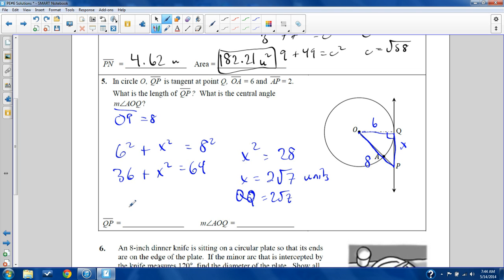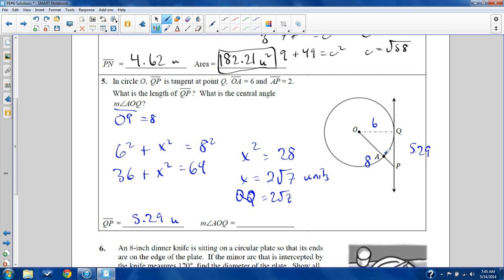So 2 root 7, multiply in your calculator, do all that stuff. You get about 5.29 rounded to 2 decimal places. So this right here is 5.29. That's an approximated number, though. So when we solve for the measure of angle AOQ, I don't want to use 5.29 in my trig because it's only a rounded number. I'm going to use exact numbers 6 and 8.